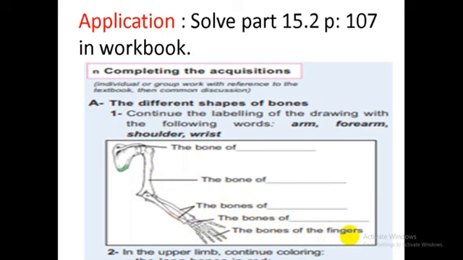So in the upper limb, you have also to color the different parts of bones: the short bones in blue, the long bones in red, and the flat bones in green. Don't forget, pause the video before you correct with me.